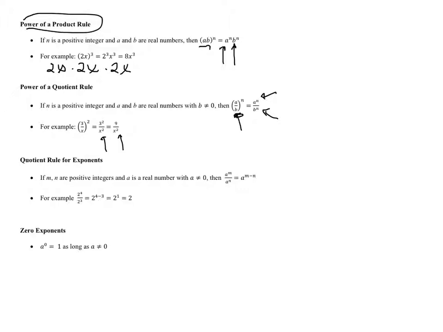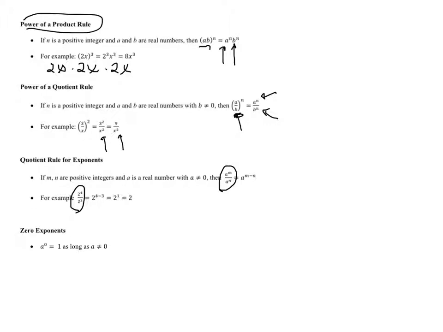The last one is the quotient rule for exponents. That says that if you have a to the m divided by a to the n, you're going to subtract your exponents to get the results. So for example, if I have 2 to the 4th over 2 to the 3rd, I'm going to subtract my exponents and get 2 to the 1st. Why does this work?